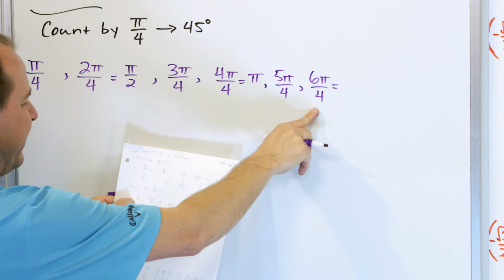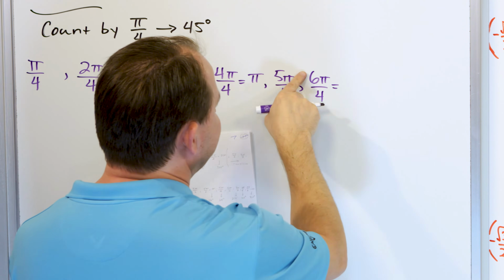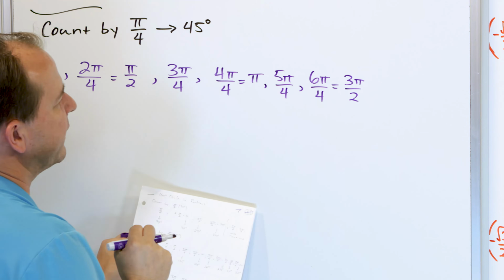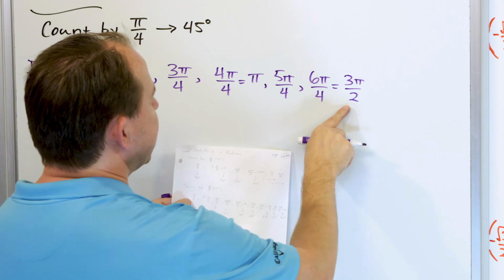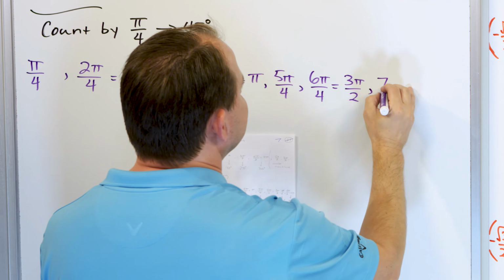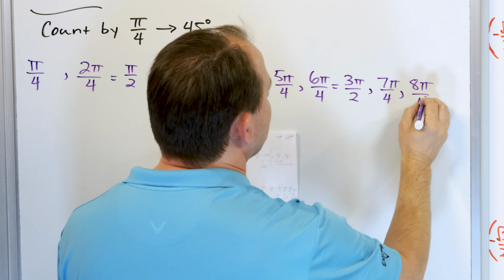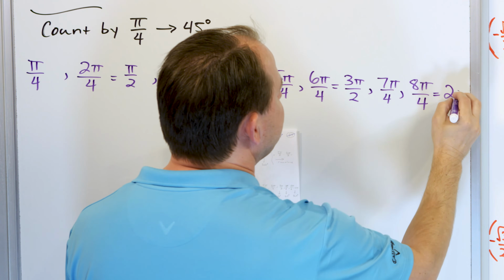This one can't be reduced, but 6 pi over 4, when you divide by 2, you'll get 3 pi over 2. So you divide by 2 and by 2, you get 3 pi over 2. And then we had 7 pi over 4, then we have 8 pi over 4. Now 8 divided by 4 gives you 2, so you have 2 pi.